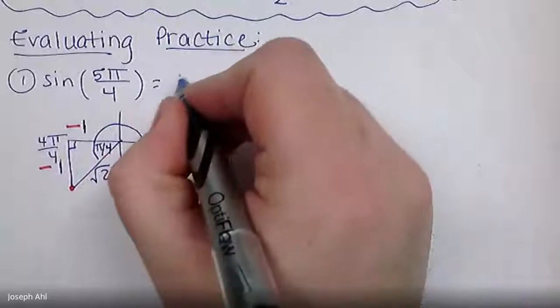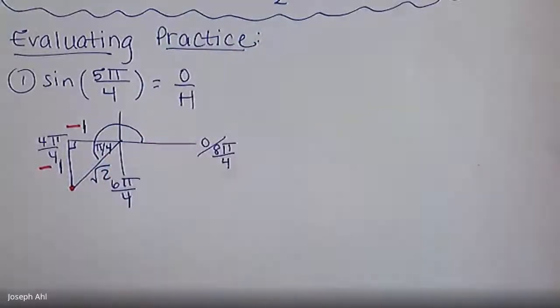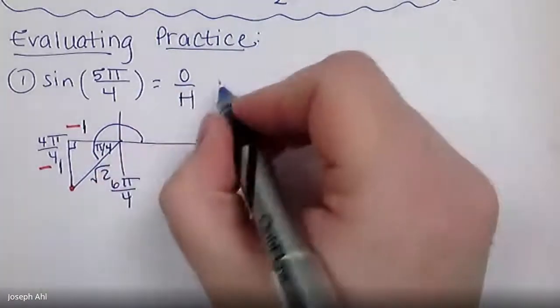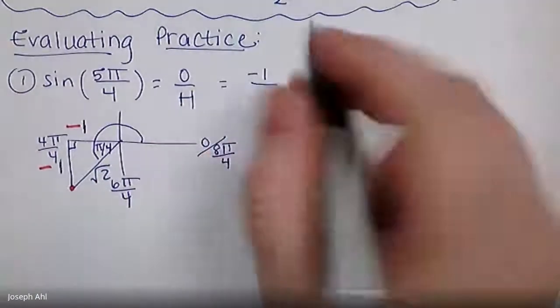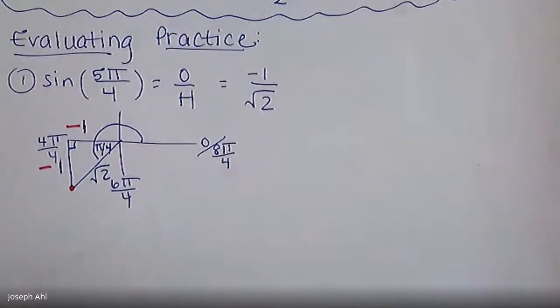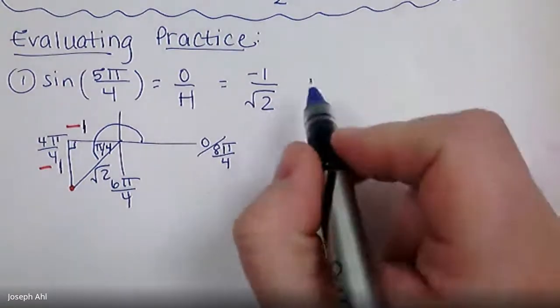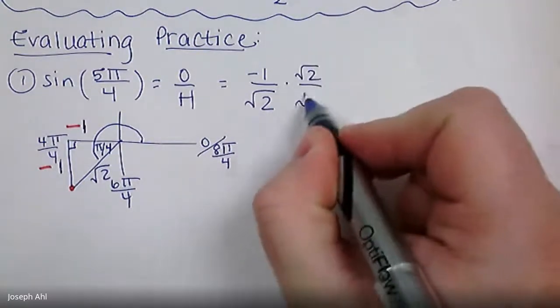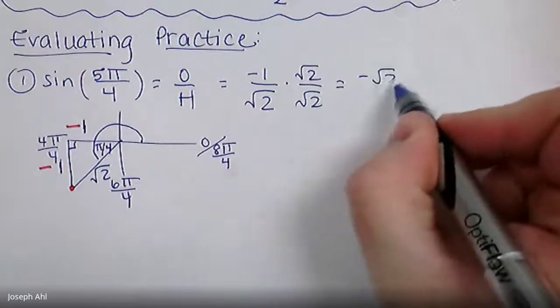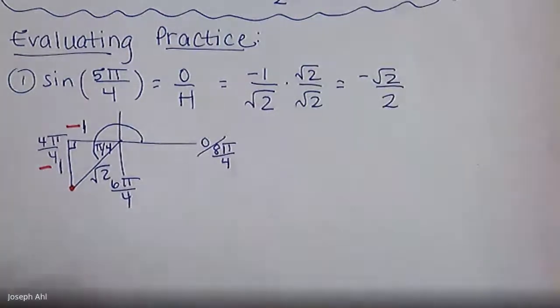Sine is opposite over hypotenuse. So opposite the reference angle is -1, and the hypotenuse is radical 2. So in simplest radical form, if you multiply the top and bottom by radical 2 to rationalize, you would get negative radical 2 over 2.